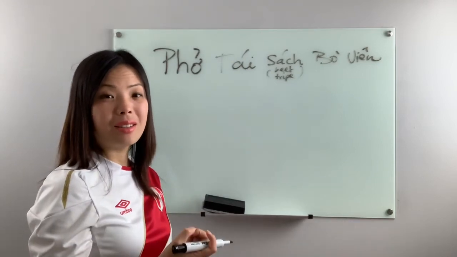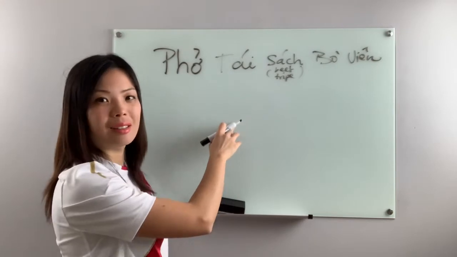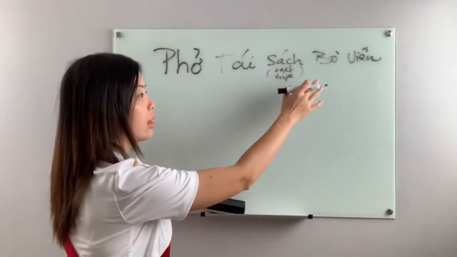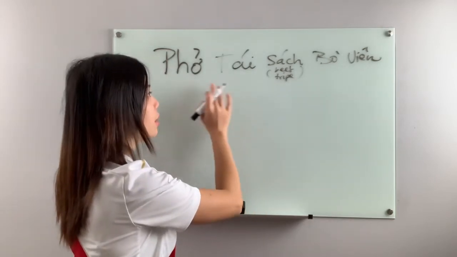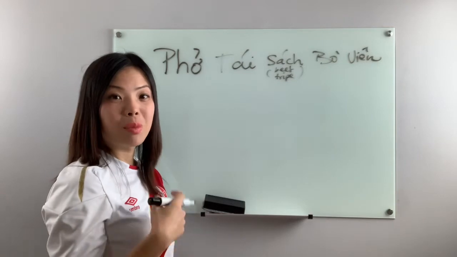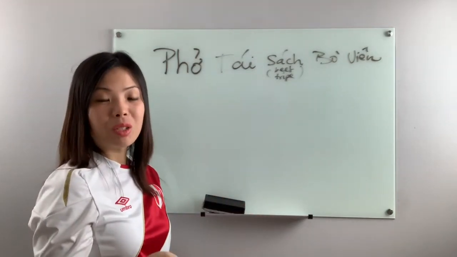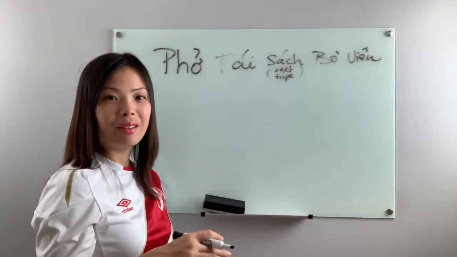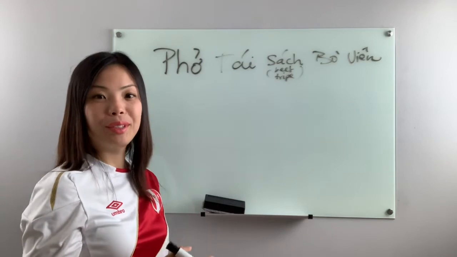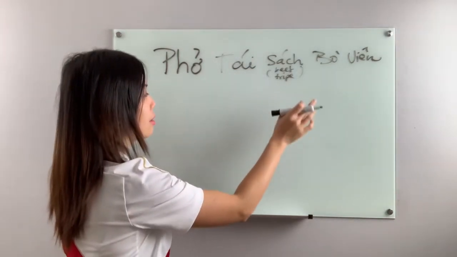So I suggest if you're eating pho for the first time, you can just order phở tái. That is the rare steak pho. And if you like the meatball, you can add in phở tái, bò viên. Now, if you want to explore further, you can order phở đặc biệt, special pho, and you have everything. You can pick and choose what you like, what you don't like, and eventually you'll figure out what type of pho you like.